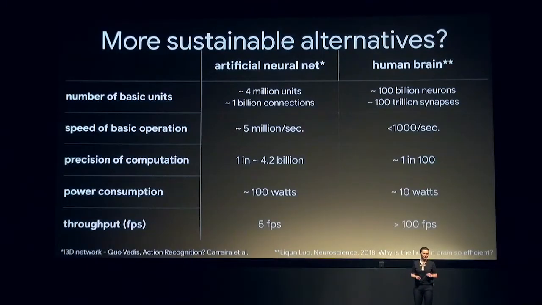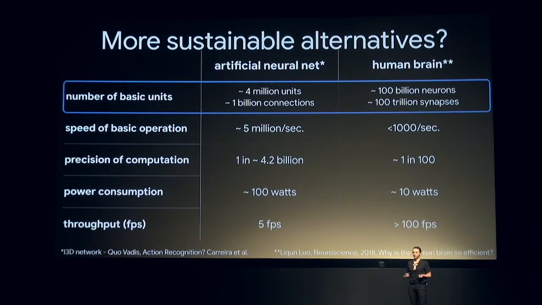So let's look at what the brain does to process the visual input. There are lots of numbers there. Don't worry, I'll walk you through. So I'm just giving a loose comparison between a generic artificial neural network and the human brain. So let's start by looking at the number of basic units, which in the brain, you know, are called neurons, and their connections are called synapses. Here, the brain is clearly superior to any model that we have so far by several orders of magnitude.